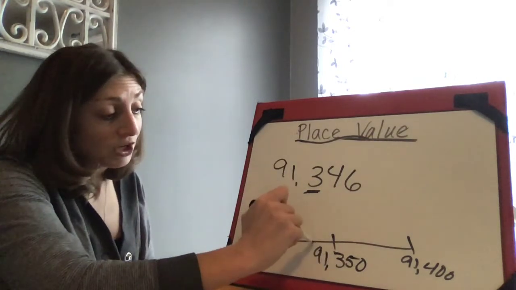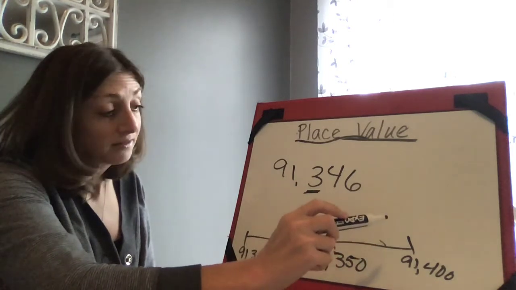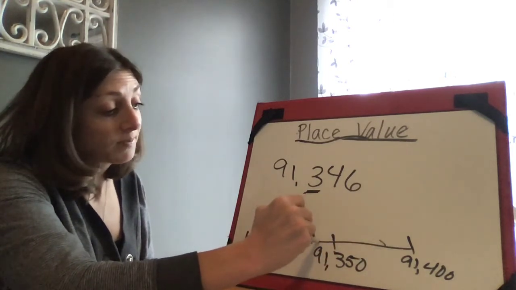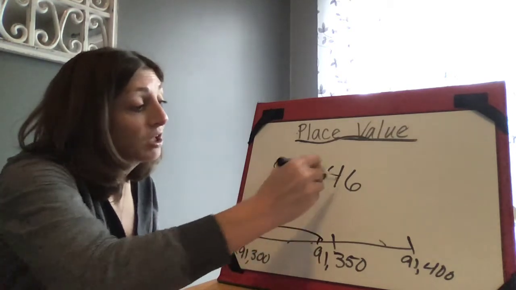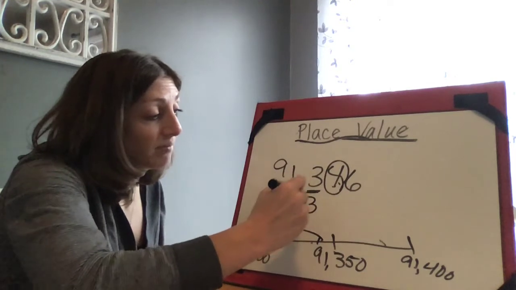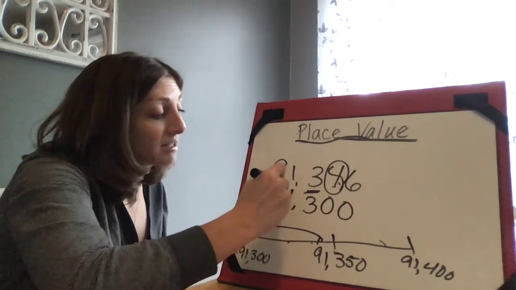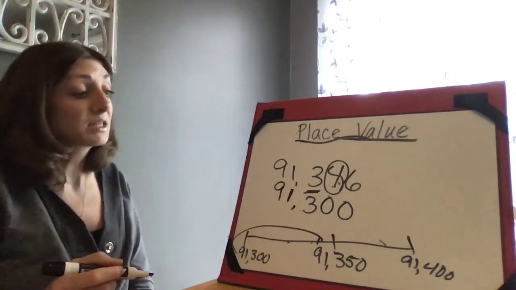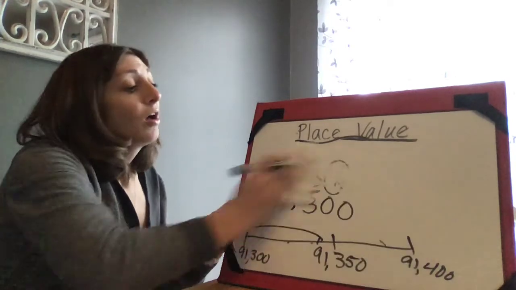Is it here on this side or is it here on this side? Well, it's on this side. It's probably about right there. So we're still closer to the 91,300. And if we look here, that tells us that stays the same. These two numbers are going to become a 0. That stays the same. That stays the same. So it's 91,300. All right.